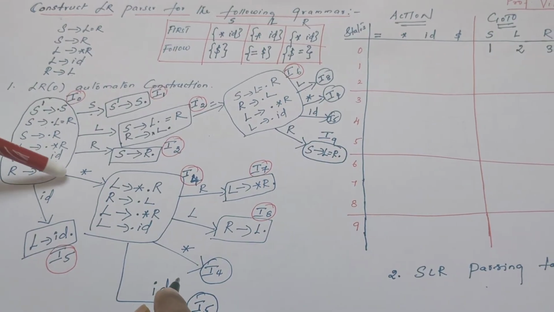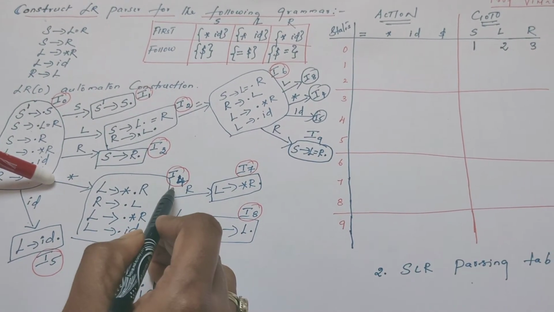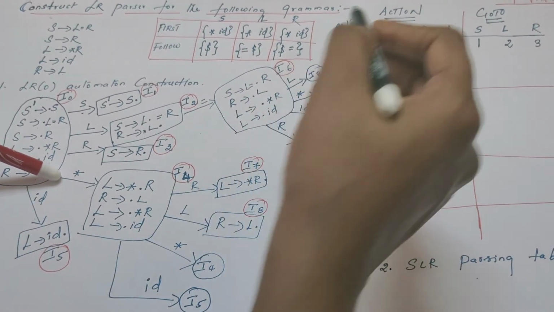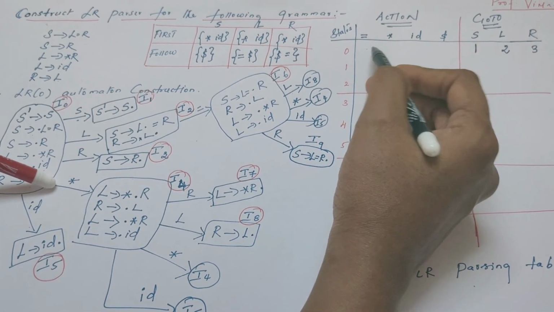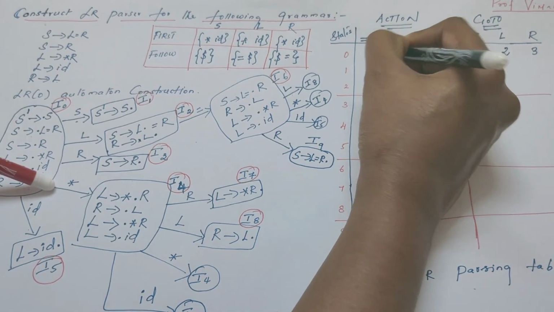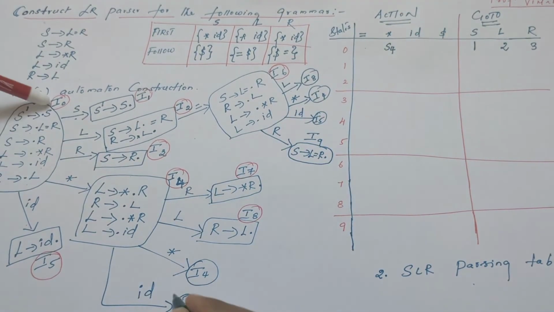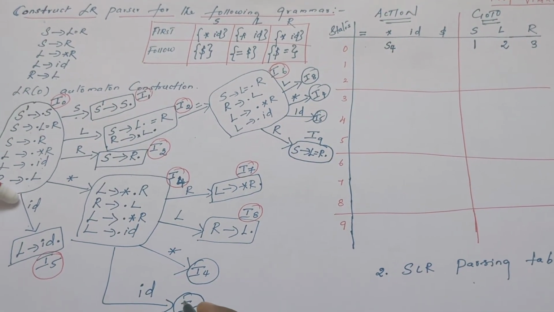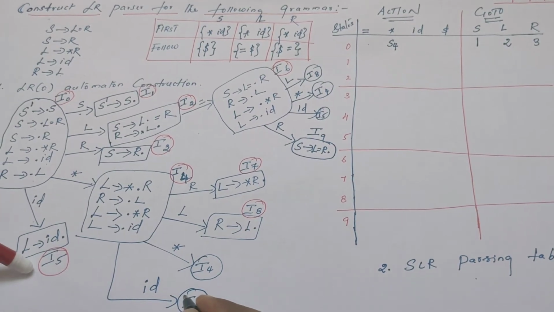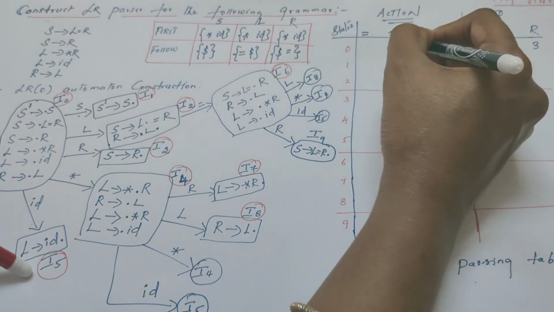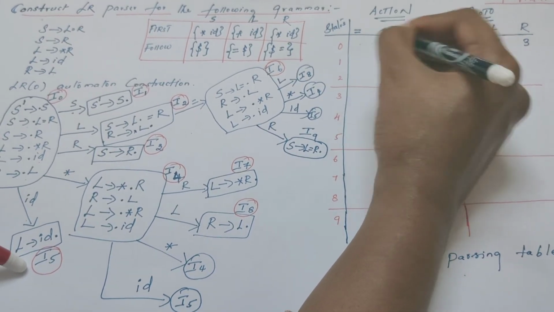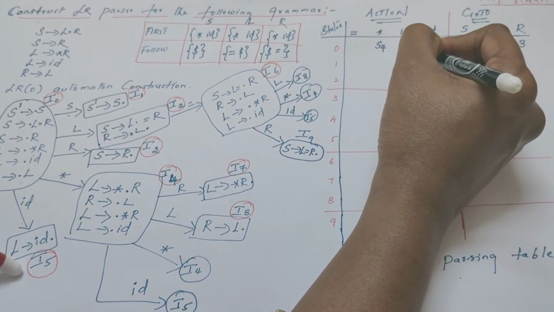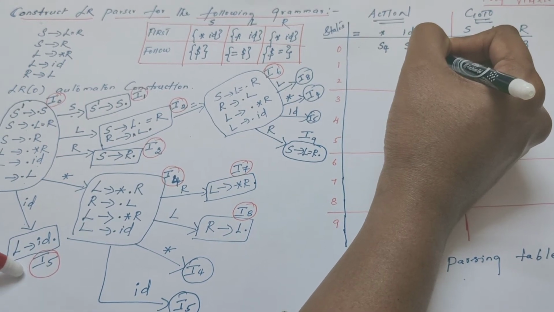From I0 on reading the terminal star, it enters into state I4. But while entering it in the action column, we have to enter it as S4. So let me enter the value here as S4. From I0 on reading ID, it enters into state I5, but while entering the value here, we have to enter it as S5. Let us enter it as S5.